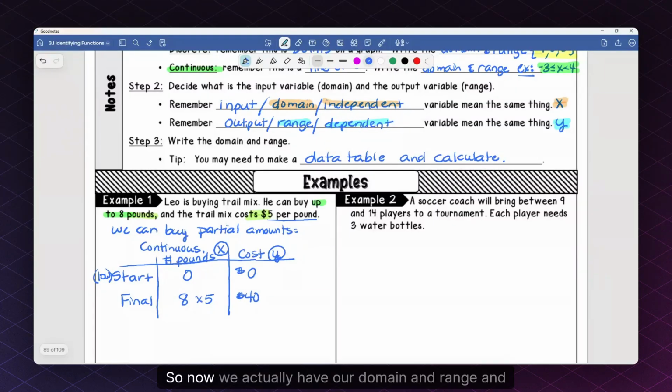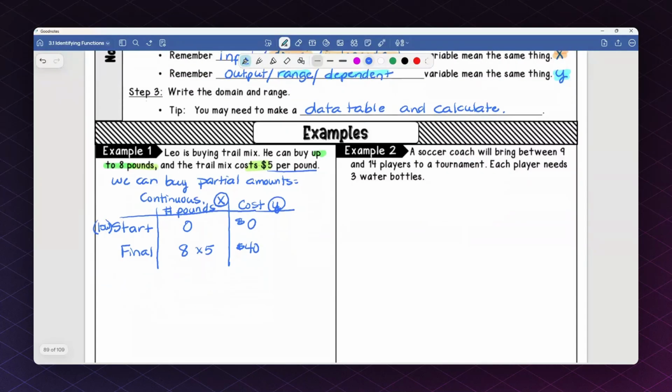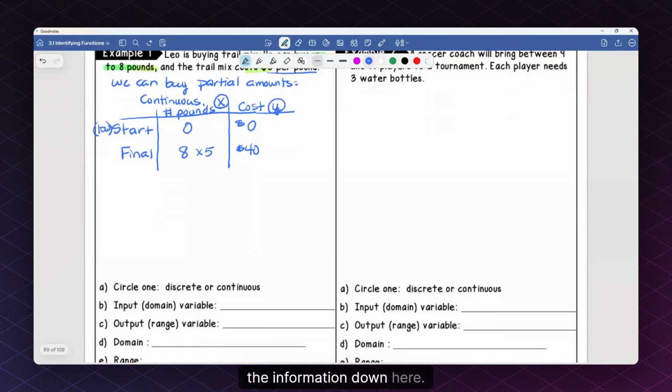Okay. So now we actually have our domain and range, and we are ready to write that into the information down here. So let's see, the first question was, is it discrete or continuous? Well, it's continuous, okay, because it's a range. We can buy 0.12 pounds if we wanted to. Our input is going to be number of pounds. And then the output is going to be the cost, the dollars.